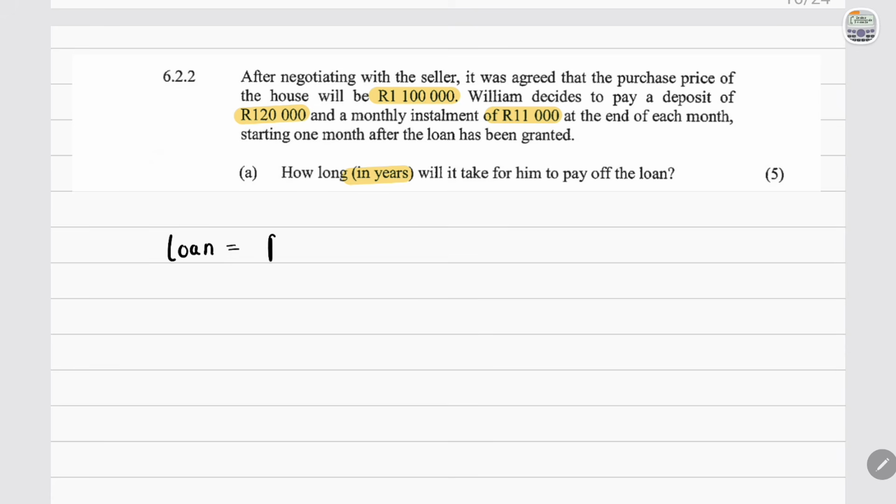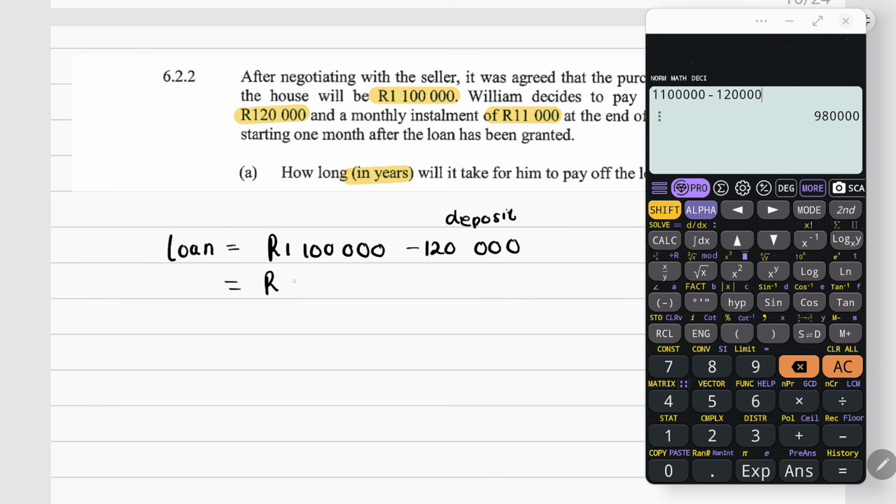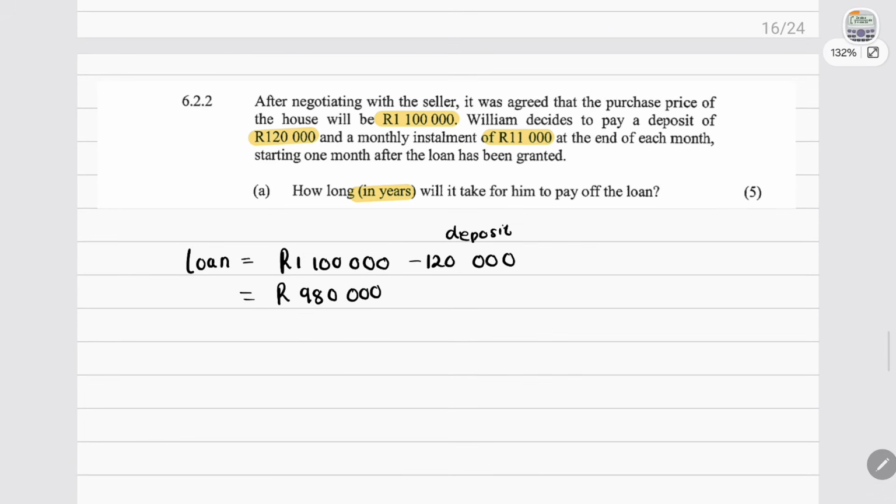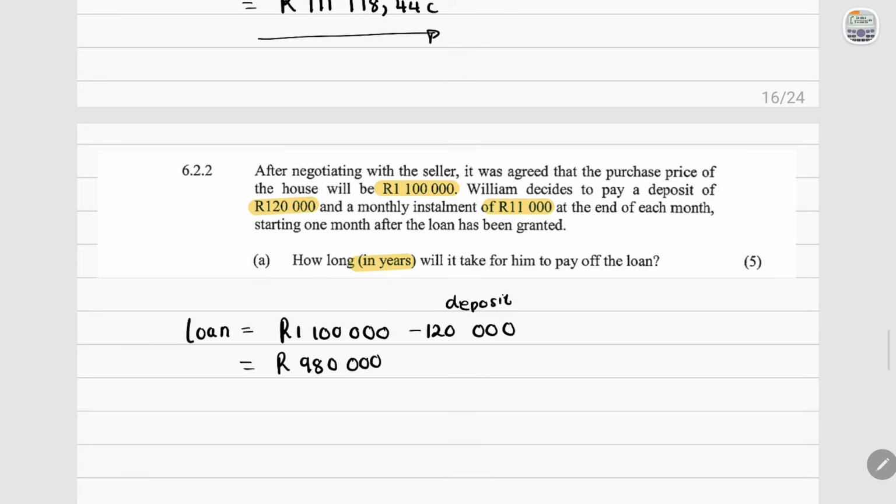So the loan amount is going to be 1,100,000 minus 120,000, because this is what he pays as a deposit. This is already paid. So how much does he need to take out a loan on? We'll find that first. And this is 980,000 Rand. That's how much he takes out a loan on. So he takes out this loan, and we need to find out now how long in years it will take him to pay off the loan. So again, we are working with present value, because we need to find out how long it's going to take him to pay off the loan.